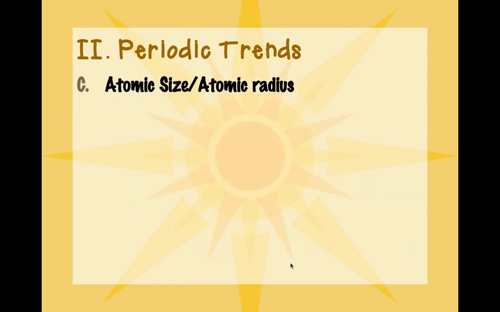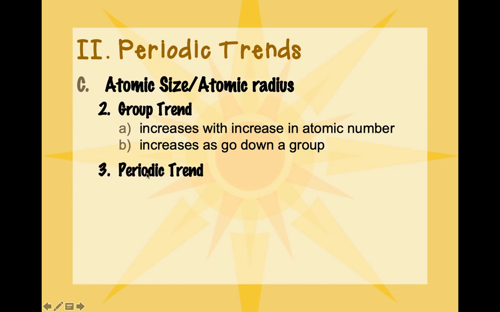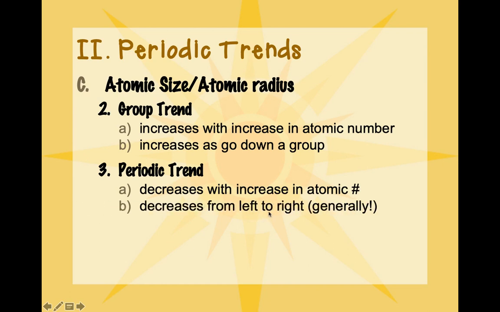So the actual trend looks like this, the group trend. So up and down columns, the group trend is as you increase atomic number, as you go down the periodic table, the size increases. So atomic size increases as you go down a group. Okay. The periodic trends, remember this means left to right or right to left, but across, so horizontal rows, it decreases. So atomic size decreases with an increase in atomic number, or decreases generally from left to right. Now, there's going to be a few exceptions depending on where you are, but in general, the elements on the left are bigger than the elements on the right.